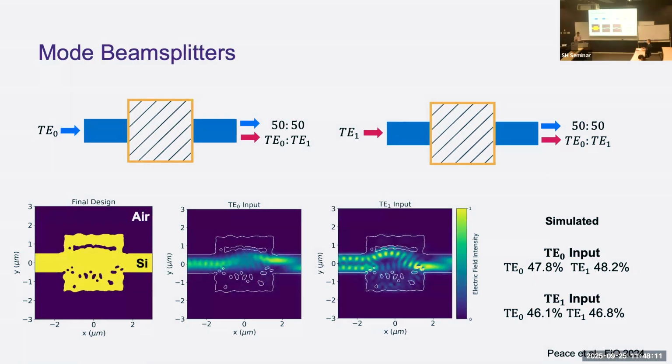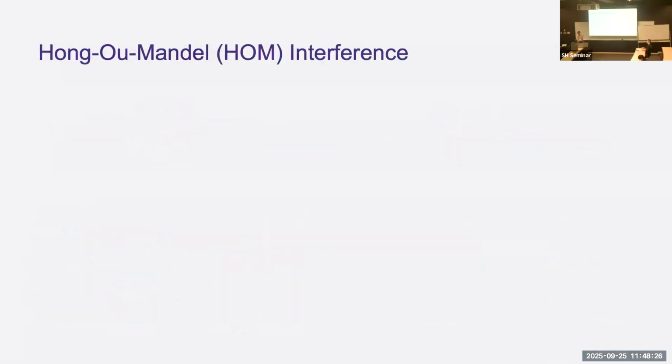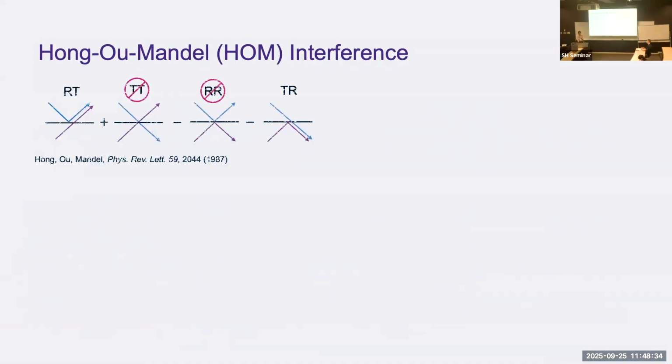So I have a multiplexer now and the beam splitter. It's kind of like my free space beam splitter. The free space beam splitter is like multiplexing on path, right? What I'm doing is multiplexing on modes. So we designed a multiplexer and a beam splitter because we wanted to do Hong-Ou-Mandel interference on chip using transverse modes. Okay, so let's review Hong-Ou-Mandel again.